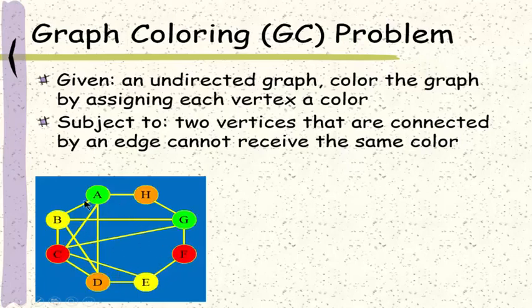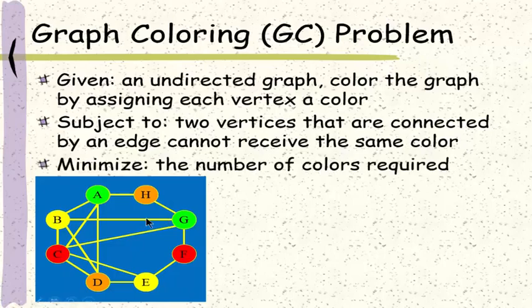We see A, B, C, D all get different colors. And then H has the same color as D because they are not connected. And H has to have a different color from G because they are connected. And you'll see this problem is not that hard to solve, but what is harder is when we try to minimize the number of colors we need.